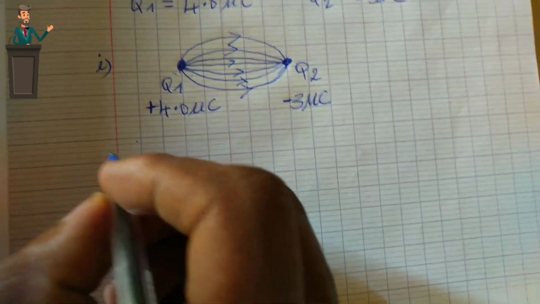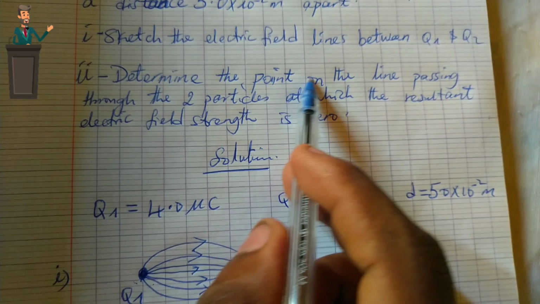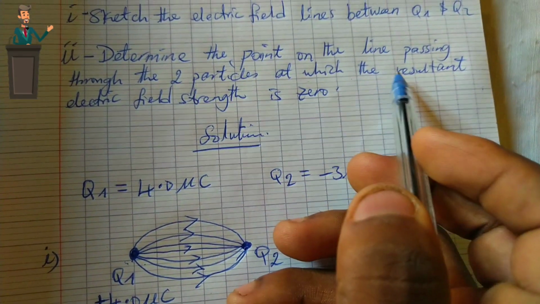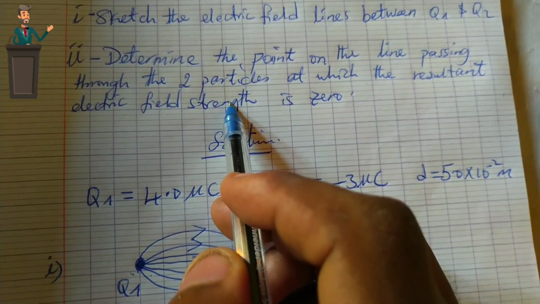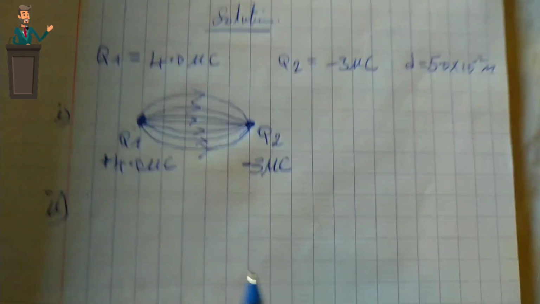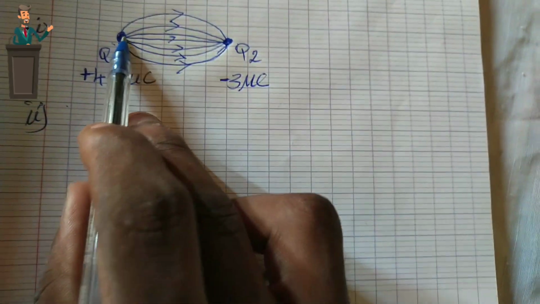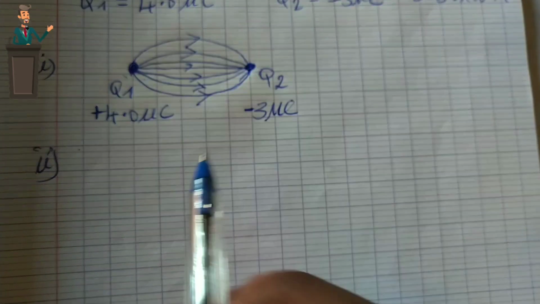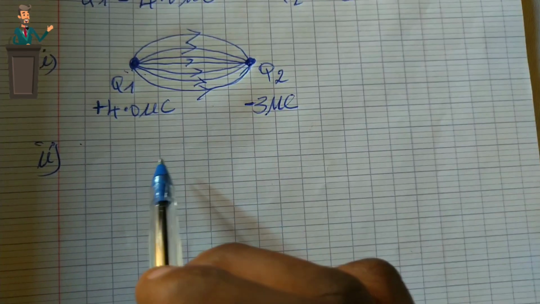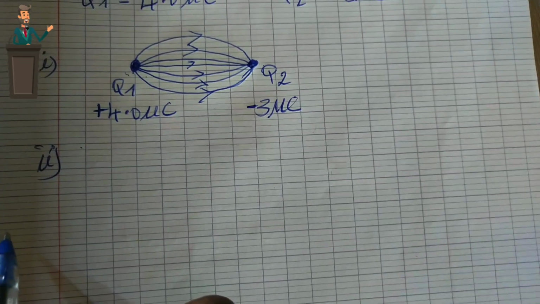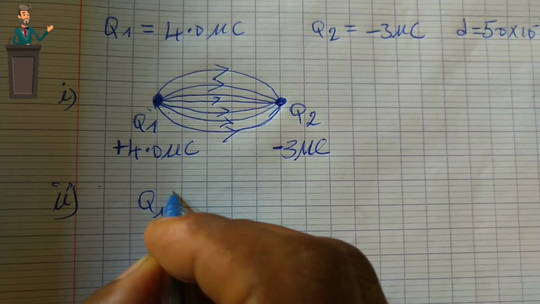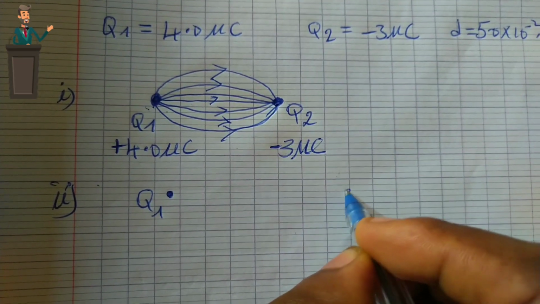Without wasting time, we're going to continue with Roman 2. Roman 2 says, determine the point on the line passing through the two particles at which the resultant electric field strength is 0. We have to determine a point between these two charged particles where the electric field strength due to these two charges is going to be 0. Now, let us represent Q1 again. Q1 here, and Q2 here.